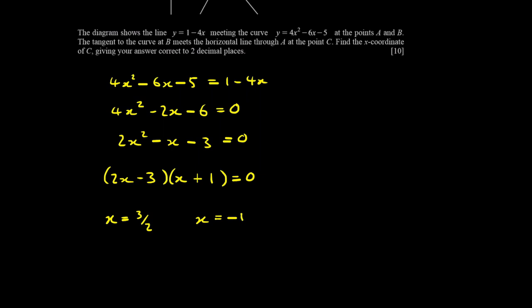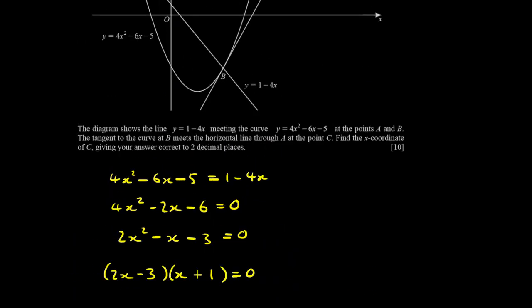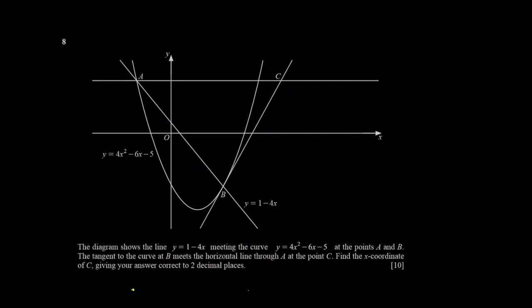Okay, so we know the 2 x coordinates of our intersection, but of course we also want to find the y coordinate, which we can find by substituting into the line 1 minus 4x. So when x is equal to negative 1, y is equal to 1 minus 4 times negative 1. And of course, minus 4 times minus 1 is plus 4, and 1 plus 4 is 5. So that coordinate is going to be negative 1 comma 5. We just go up to our diagram. That looks like that coordinate there, negative 1 comma 5.